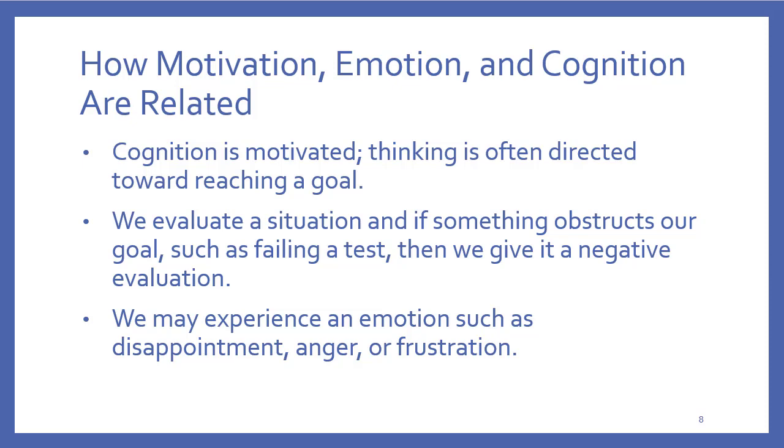So generally what happens then is that we evaluate situations. If something obstructs our goal, such as failing a test, then we give a negative evaluation. So we call that appraisal. It's the idea that we negatively appraise something, or we think of something in terms of not being helpful. So we'll talk a little bit more about that as we go through the rest of this chapter.